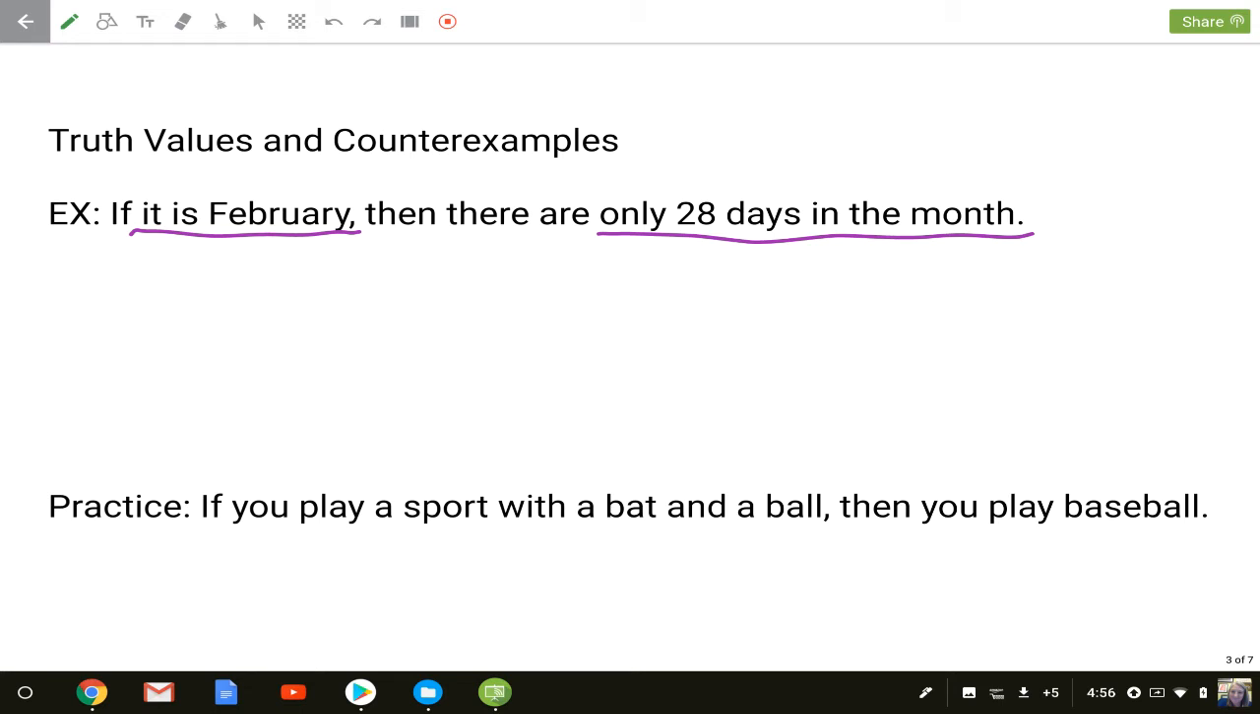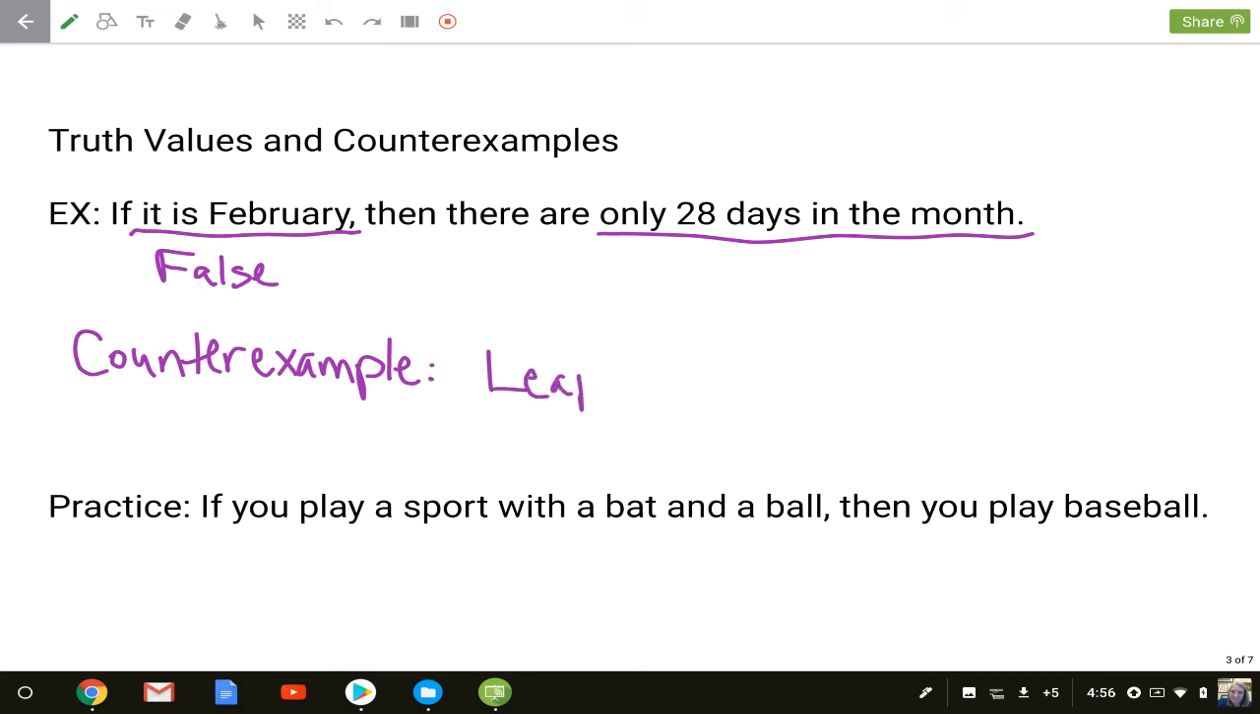In this case, there is one time that I can think of where it could be February but not be 28 days in the month, and that would be a leap year. So the truth value here would be false, and our counterexample would be leap year, because then there are 29 days in February.